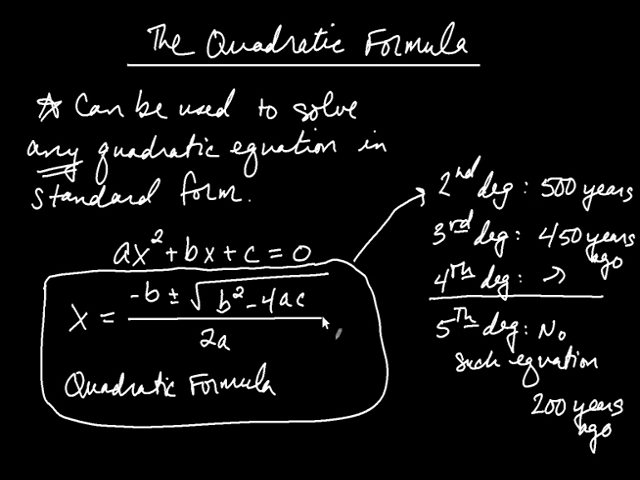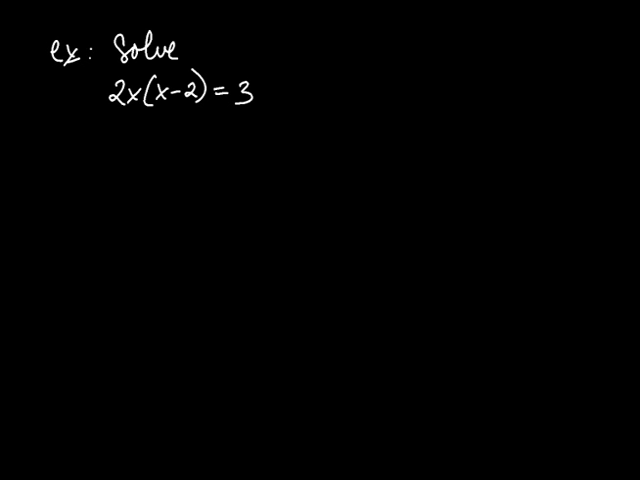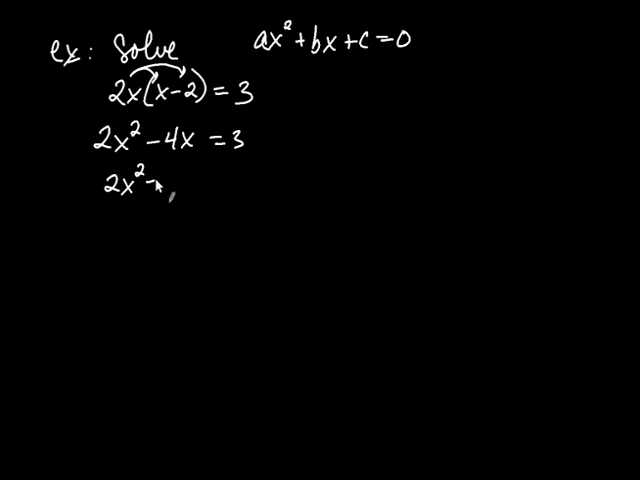Let's go ahead and see how that helps us to solve any quadratic equation. Let's take some examples. Let's solve 2x times x minus 2 is equal to 3. The first thing we want to do is write this in standard form, ax squared plus bx plus c is equal to 0. So I'm going to distribute the 2x. 2x times x is 2x squared, and 2x times negative 2 is negative 4x, equal to positive 3. We want 0 on the right-hand side, so it's 2x squared minus 4x minus 3 is equal to 0.